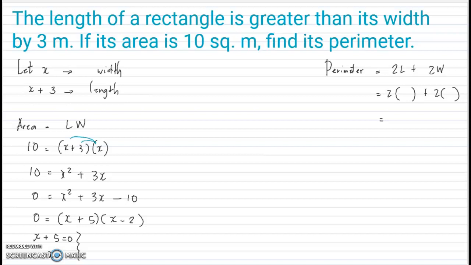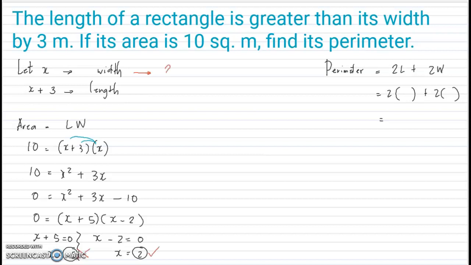So x is, transposing the plus 5, negative 5. And x minus 2 is 0 if x is positive 2. So between negative 5 and 2, which will pass as the width? Of course, the width has to be positive, right? There's no negative width. So we will not use the negative 5, instead the 2.